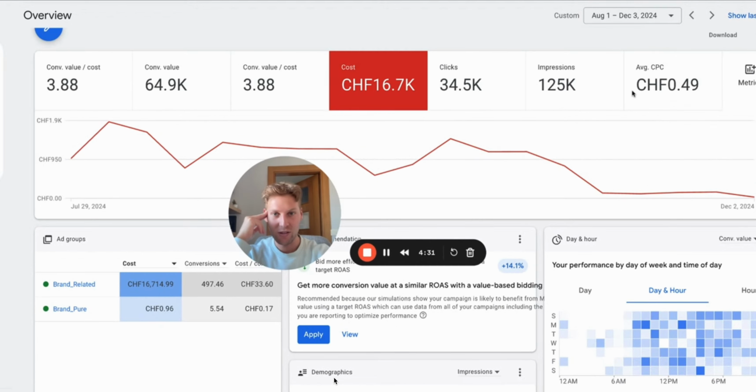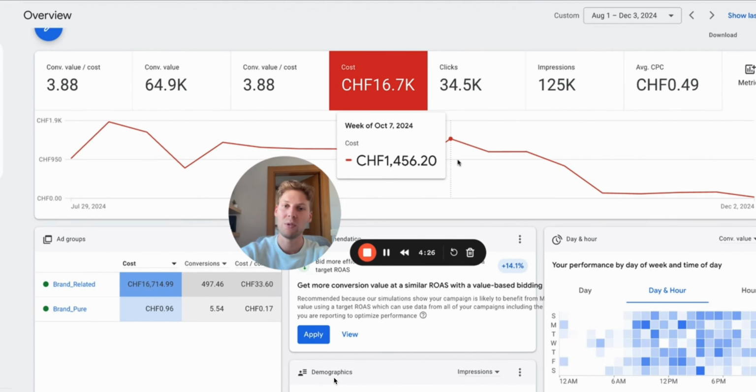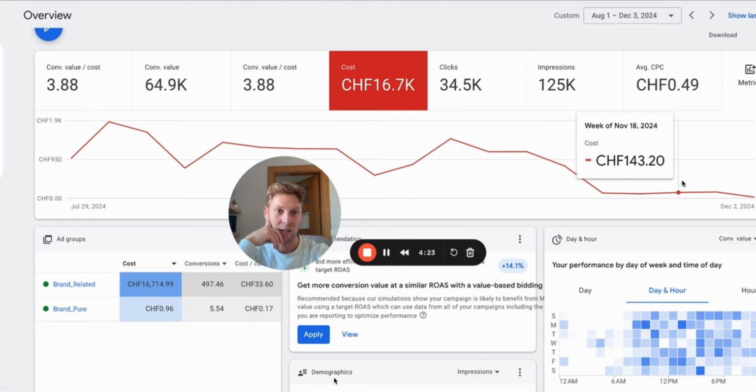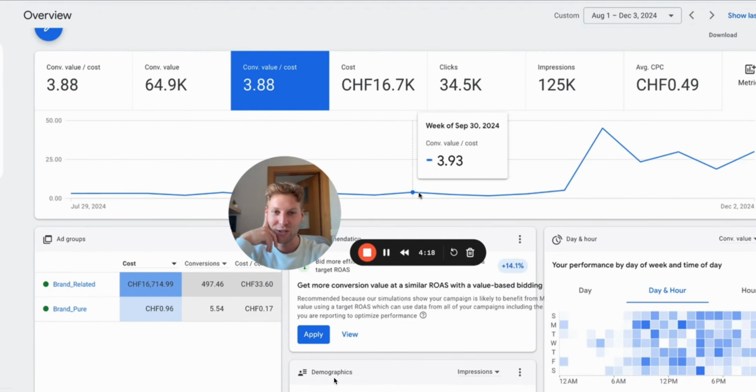We can also check the costs. The costs were pretty high for a brand campaign, 1,400 Swiss francs a week, and then we went down to 100. And now let's check out the ROAS. The ROAS was 3.9, 2.1, really low for a brand campaign. That means they overspend completely on all kinds of different terms they should not spend on.